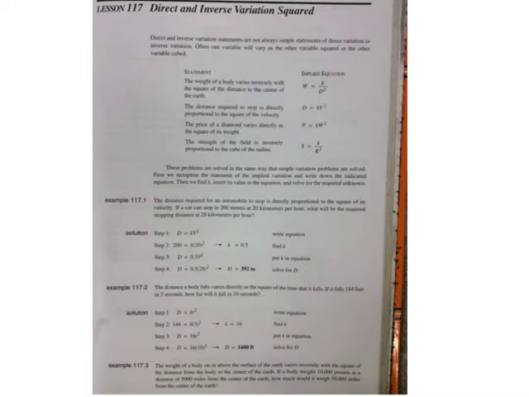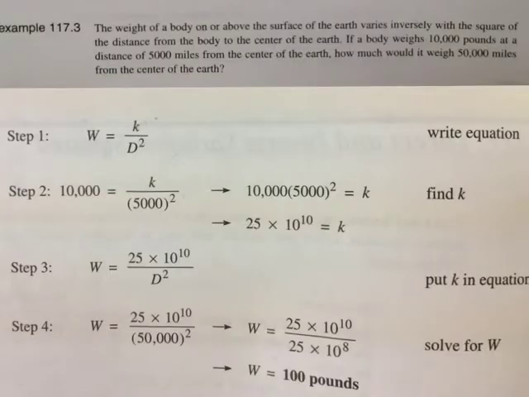We're going to change the time from 3 to 10 seconds. And 10 squared is 100 times 16. The distance is going to be 1,600 feet. All right. Number 3 says the weight of a body on or above the surface of the earth varies inversely, so that's division, with the square of the distance from the body to the center of the earth.